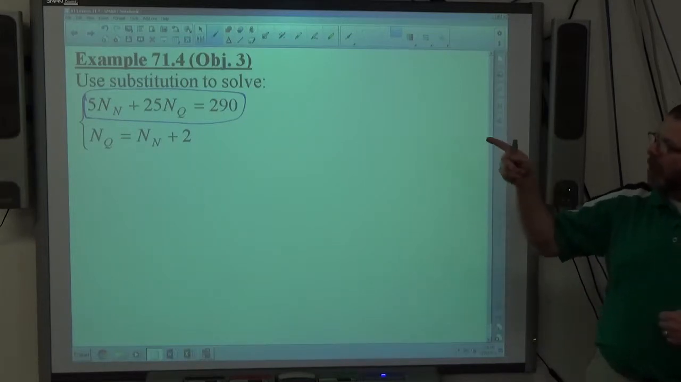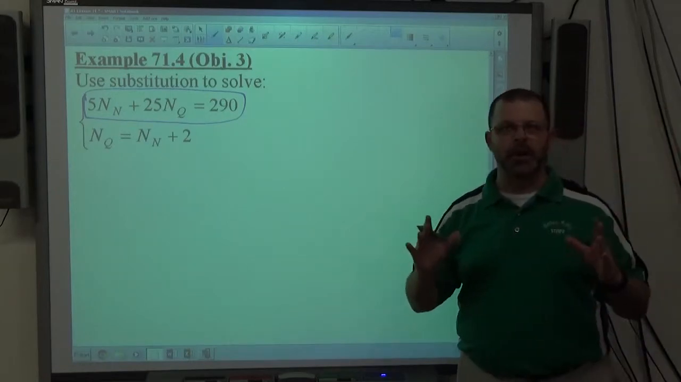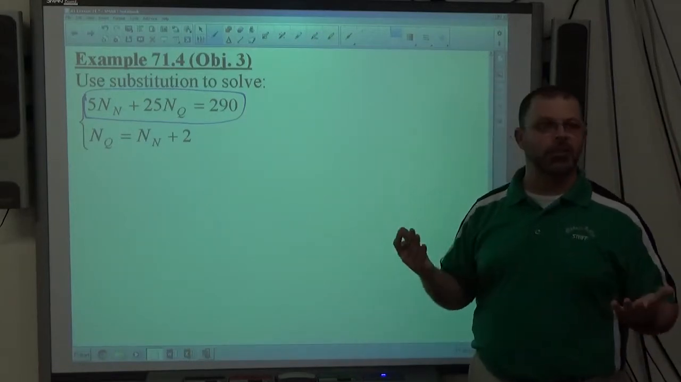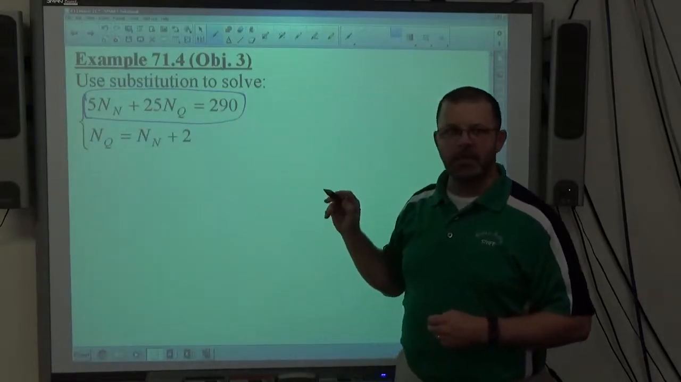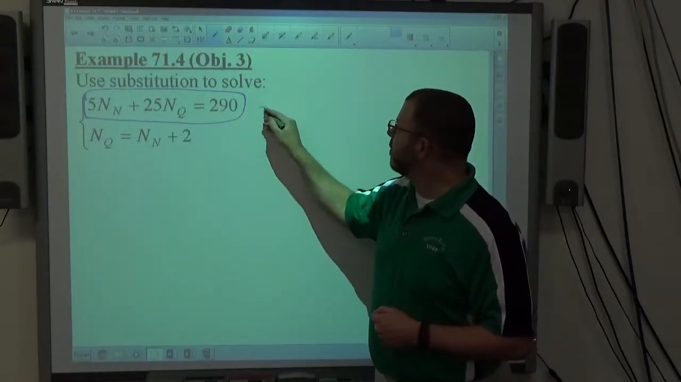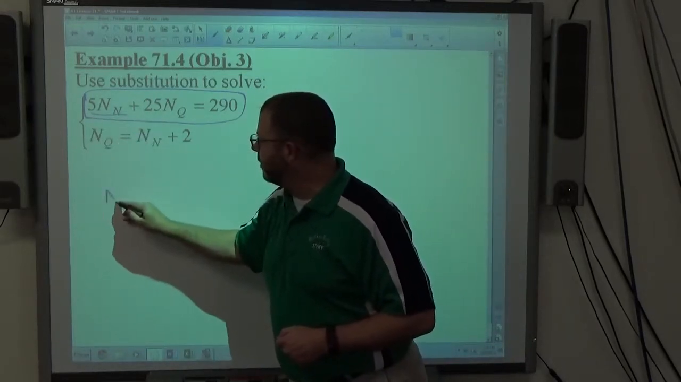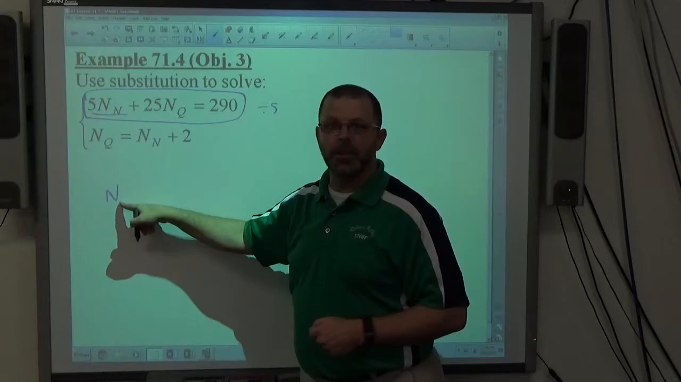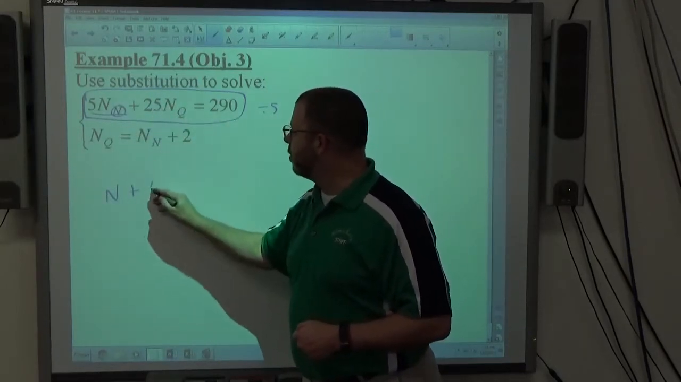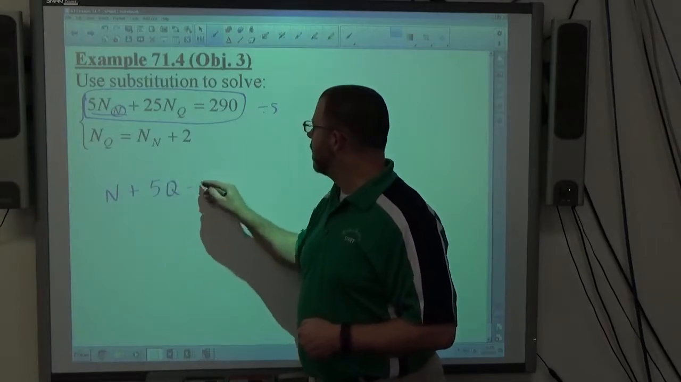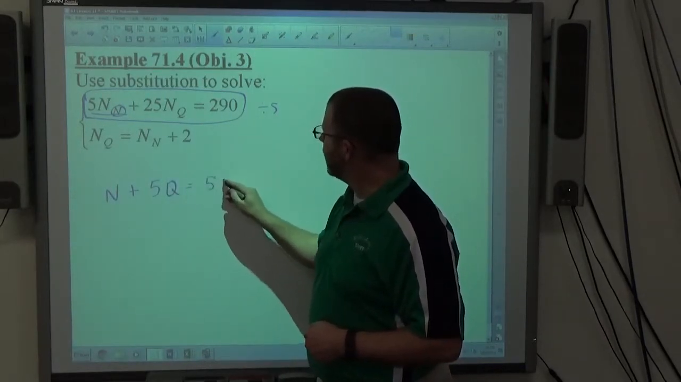Notice the top equation I've got circled in blue. If you can make numbers get smaller, it's usually worth doing. Every one of these numbers, 5, 25, and 290, divides evenly by 5, right? So if I divide by 5, I end up with 1 n sub n. I'm just going to write down n though, because I'm using the subscript as my variable. Plus 5 n sub q, so I'm going to write plus 5q, is equal to 290 divided by 5, which is 58.